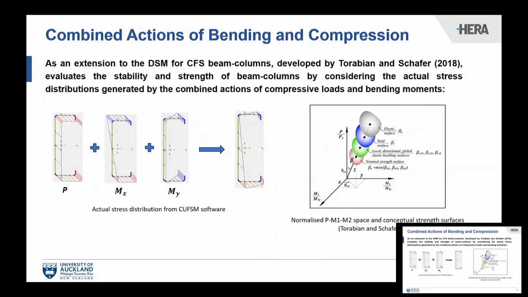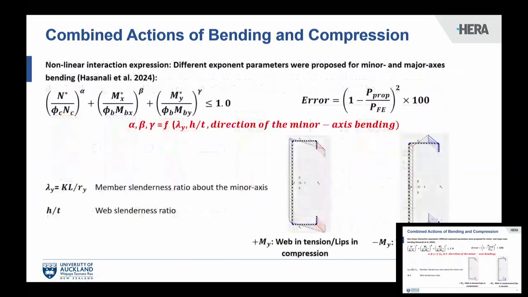This is the conceptual strength surfaces in this method, and you can see different levels of the strengths, like buckling surface, yield surface, and plastic surface. After investigation of the different parameters, two different sets of interaction equations were developed in my PhD. The second one can provide the most accurate strength prediction.